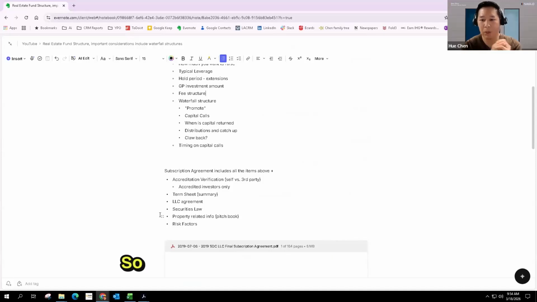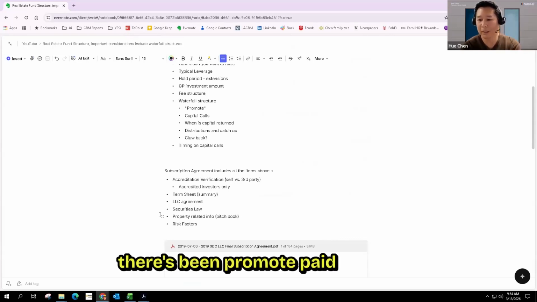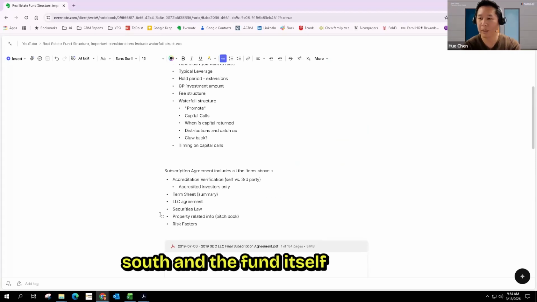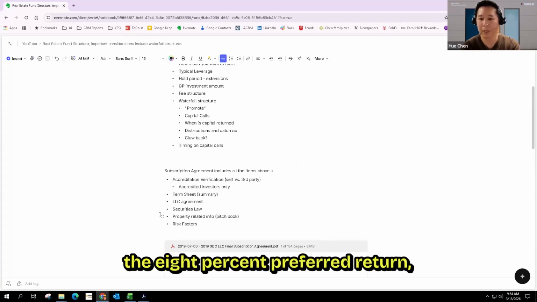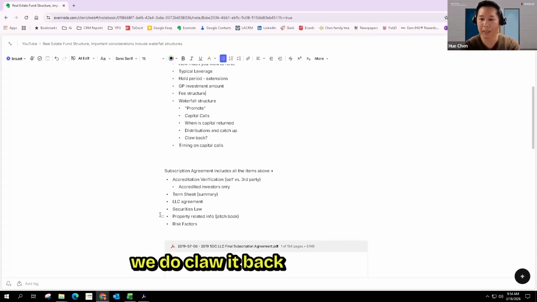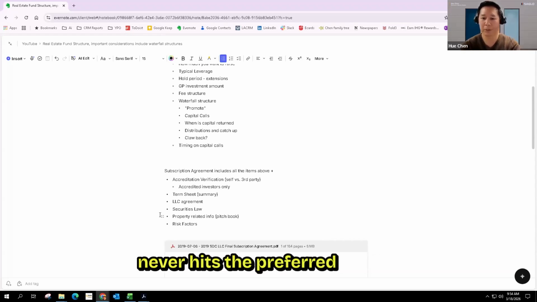Then there's clawback. So our subscription agreements do include clawback, meaning that if there's been promote paid in the life of the fund, but then something goes south and the fund itself never hits the 8% preferred return, but then promote was paid earlier on, we do claw it back so that the GP doesn't make any promote if the fund never hits the preferred return.